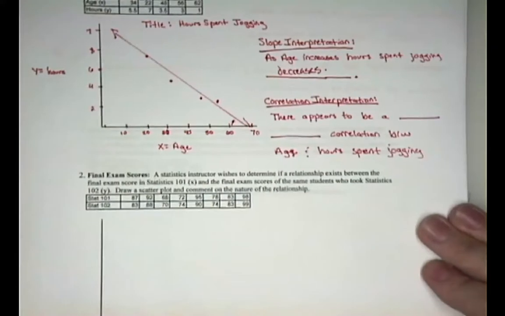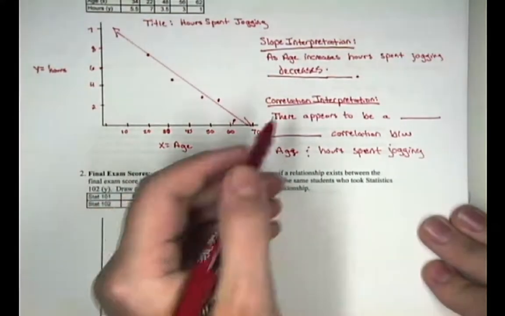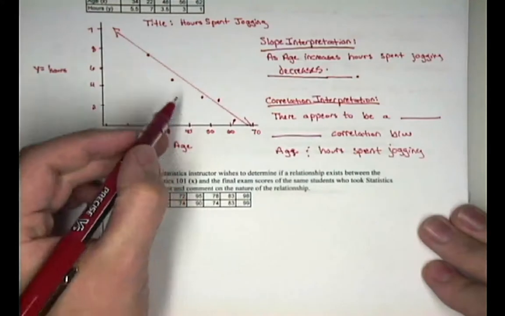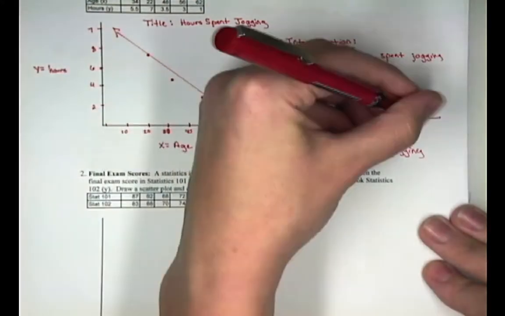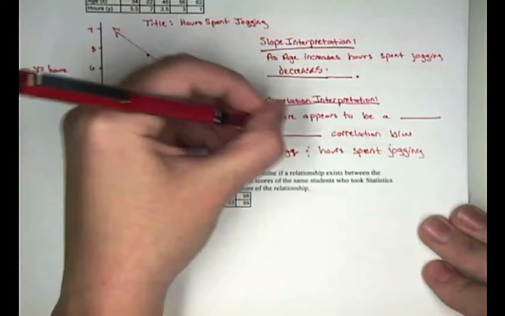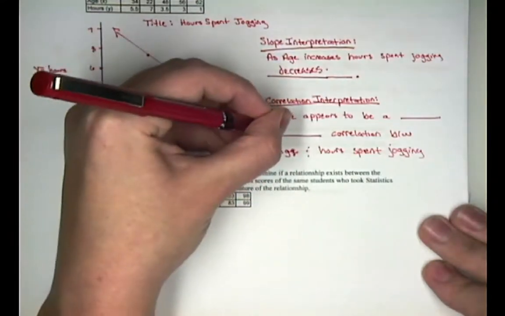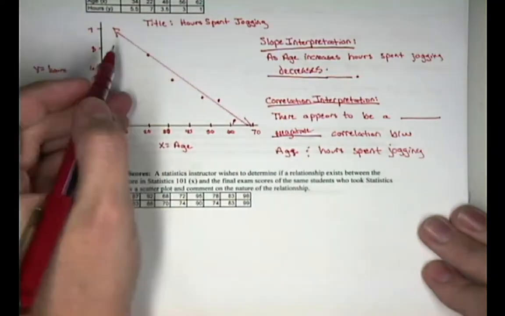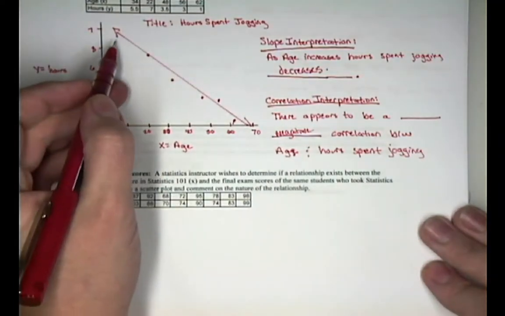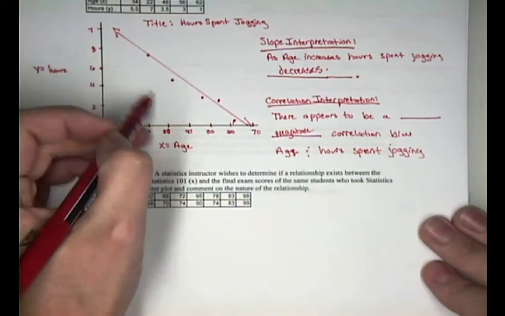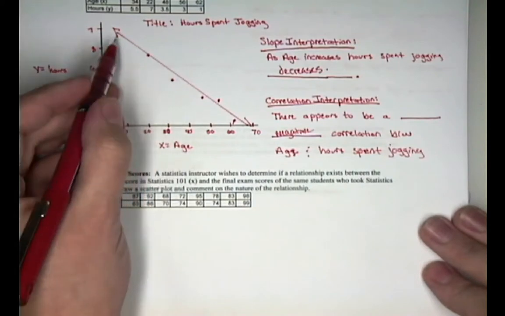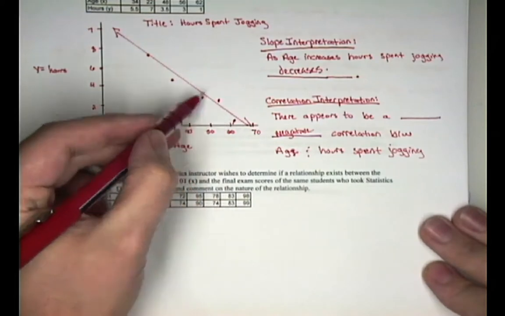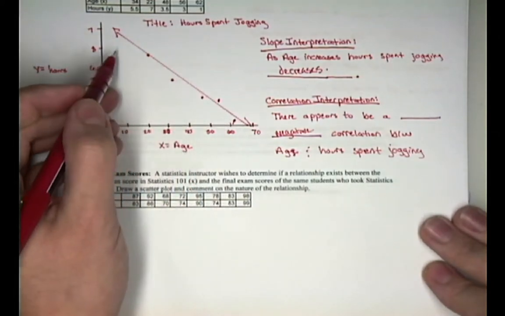Your correlation interpretation is you have to say, well, there appears to be, what kind of correlation? Well, what kind of slope did you have? You had a negative, so there's definitely a negative correlation going on, and then you have to talk about the strength. Do you think it's a weak correlation? Do you think that it's a moderate correlation or a strong correlation? And remember, the tighter the dots form a line, the stronger the correlation will probably be.